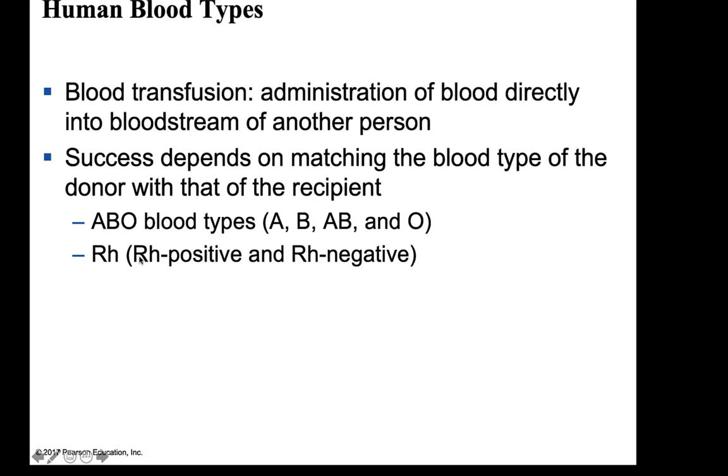Now, there's also one other antigen, the Rh antigen. So for instance, my blood type is A negative. What that means is I do not have the Rh antigen on my blood cells. If I were A positive, then that would mean that I actually have the Rh antigen on my blood cells.